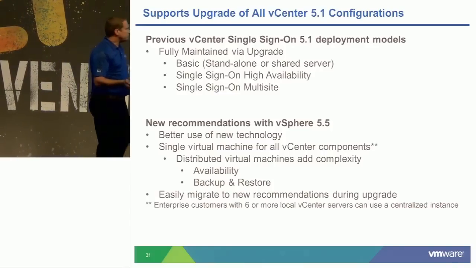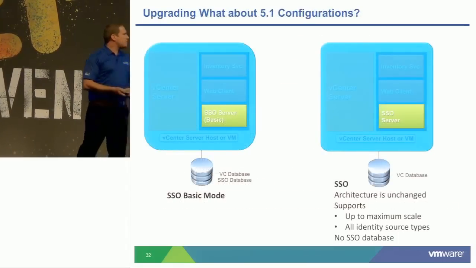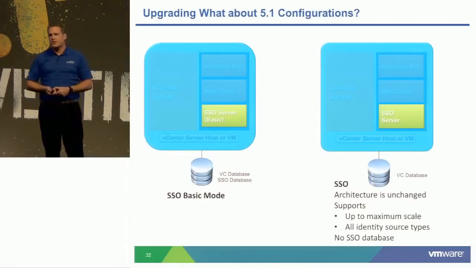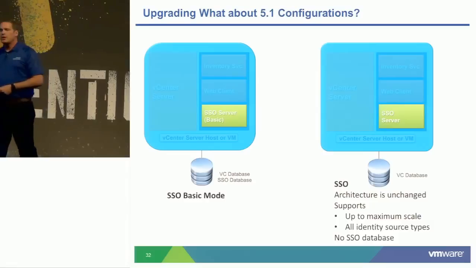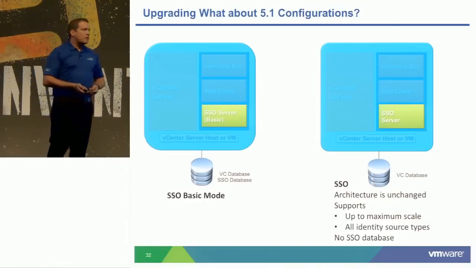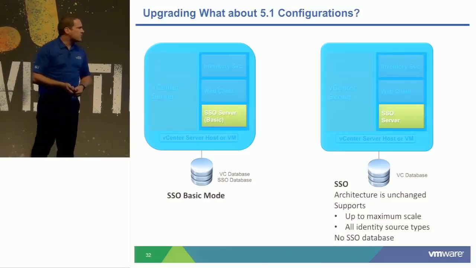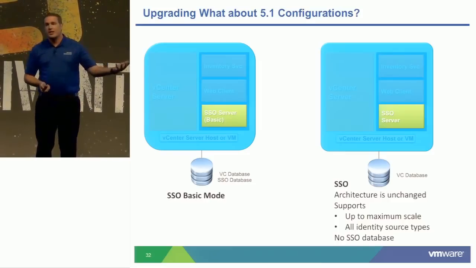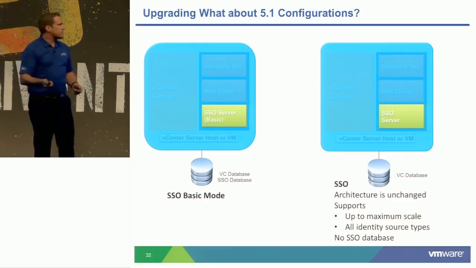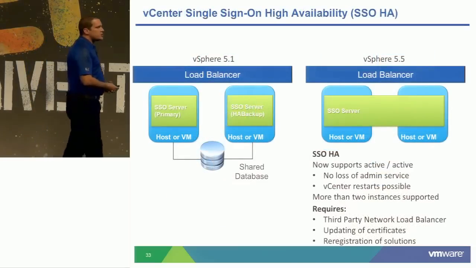Okay. So how does it look if we go from SSO in basic mode, which was a standalone configuration in 5.1, and go to 5.5? Well, we're going to have the same architecture. Nothing's changed at this point, but we have removed the database on the SSO side. Okay, so there is a VC database, but there is no SSO database. What about using a load balancer?